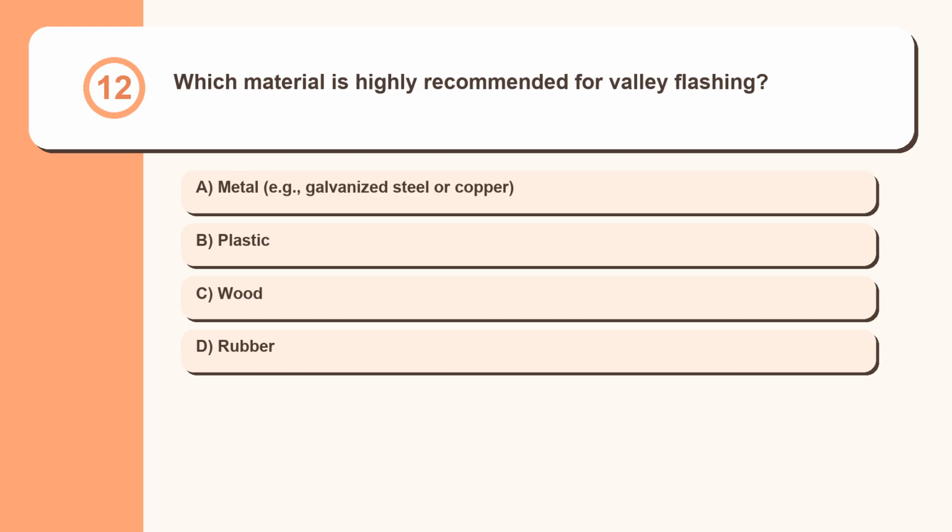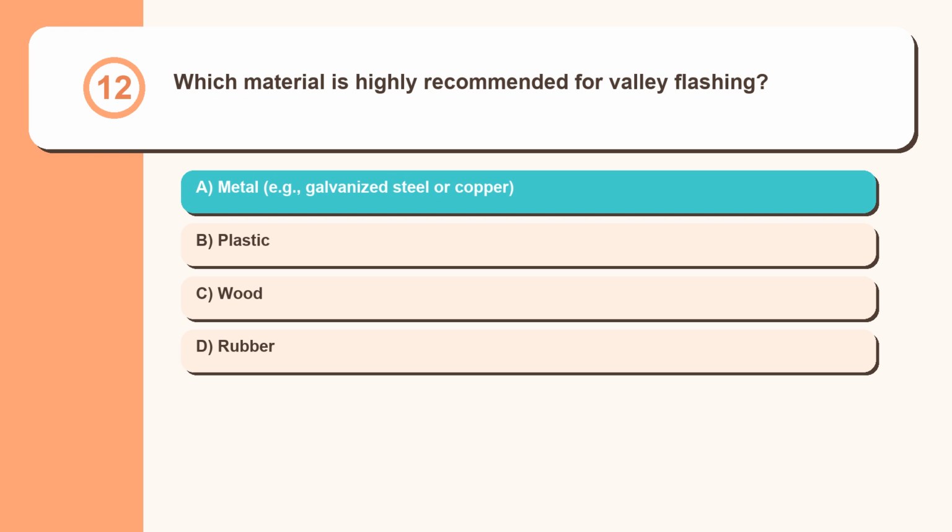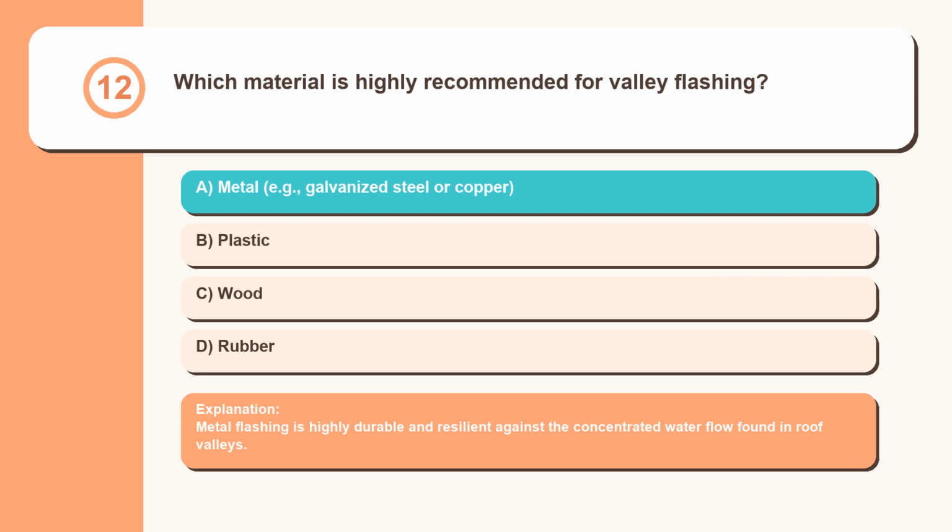Question 12. Which material is highly recommended for valley flashing? Metal, example galvanized steel or copper. Plastic, wood, rubber. Metal flashing is highly durable and resilient against the concentrated water flow found in roof valleys.